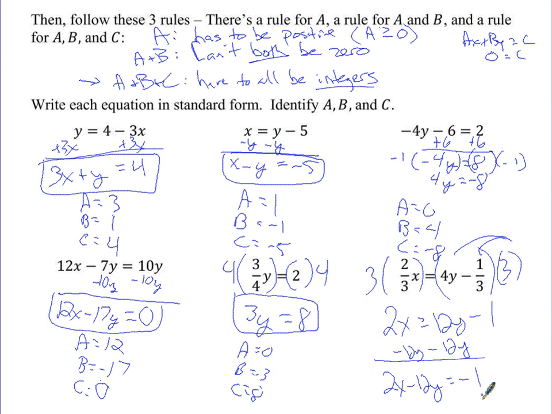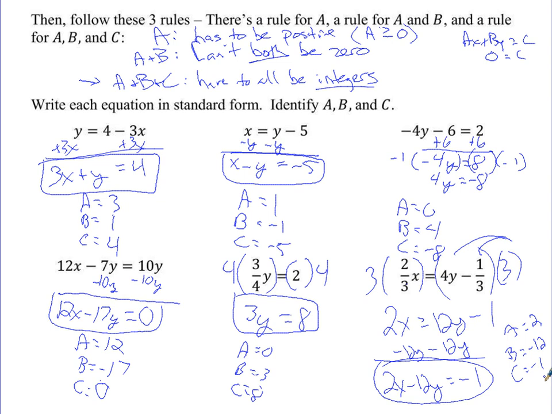Okay, check the rules. Are we starting with a negative sign? No. Are A and B both 0 at the same time? No. Do we have any fractions or decimals? No. So are we following all the rules? Yes. Are the terms in the correct position? Yes. So this is standard form. And we need to also say what A is, B, and C. A equals 2, B equals -12, and C equals -1. There you go. That's how you do standard form.